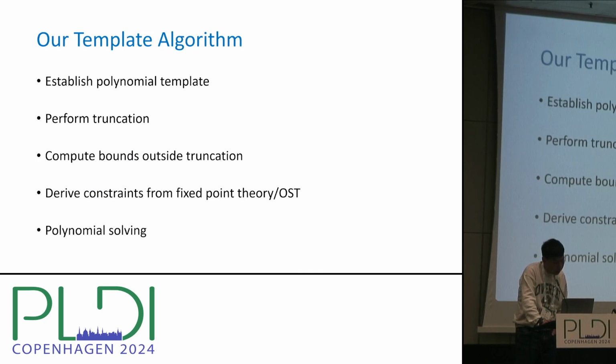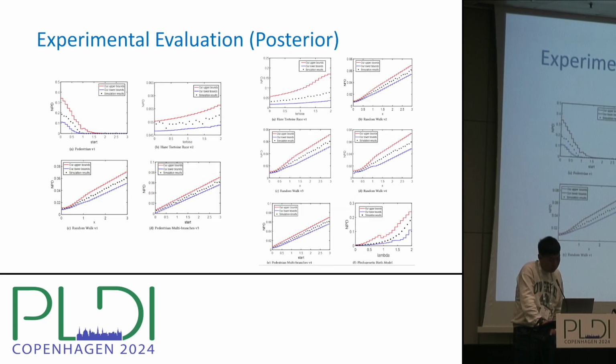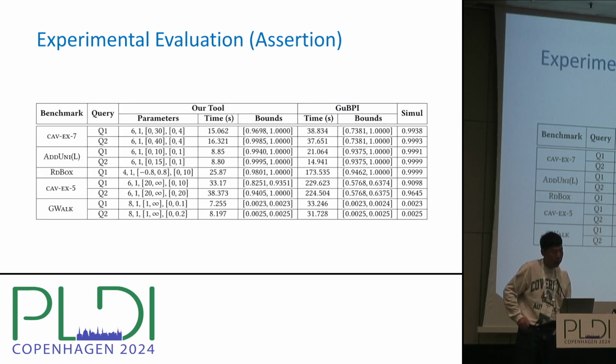So this is our overview of our algorithm, and you can see our experimental results. These are for the posterior inference. Since I do not have enough time, I just quickly go through these results. You can see that the bounds of our approach are quite close, and we also have evaluation on a certain probability, and you can see that our bounds are also quite precise. Yeah. So thank you for your attention.